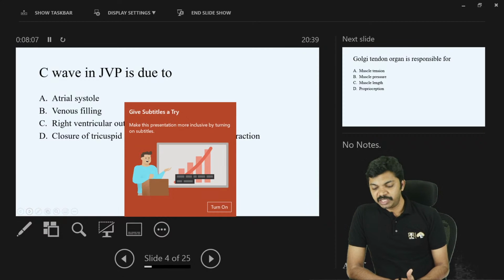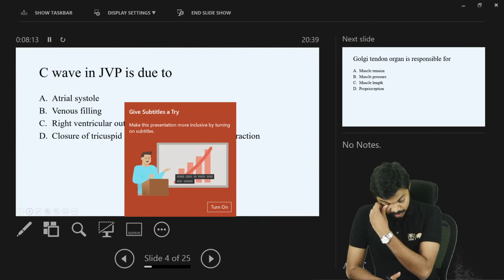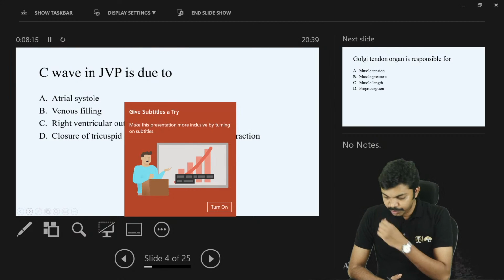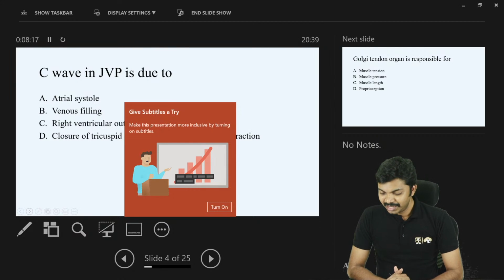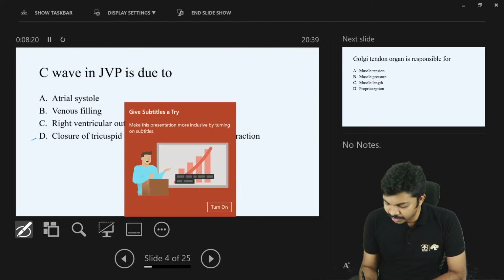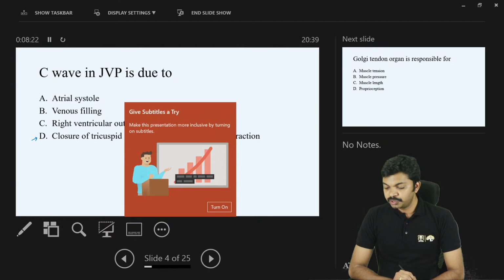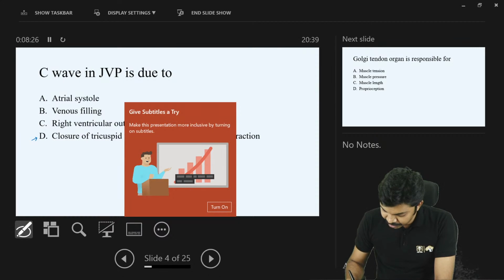C wave in JVP is due to A, atrial systole, B, venous filling, C, right ventricular outflow, D, closure of tricuspid valve due to isovolumetric contraction. It's a straightforward question and the right answer is option D, closure of tricuspid valve due to isovolumetric contraction. Again, a very simple question, guys.